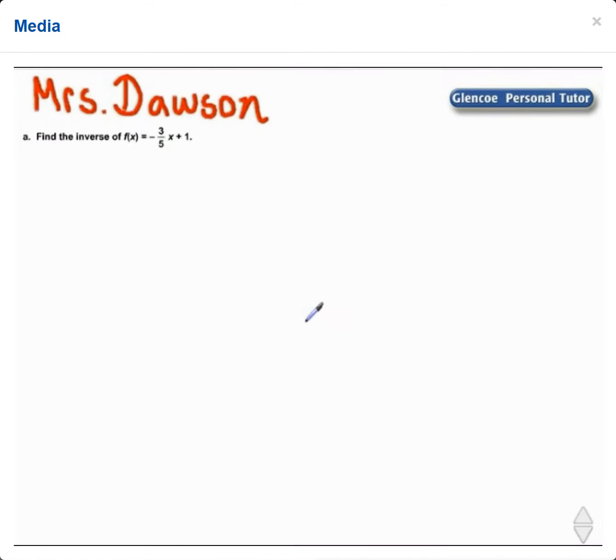This is Mrs. Dawson, and the following is an example on how to find and graph an inverse function. A. Find the inverse of f of x equals negative 3/5 x plus 1. Let's begin by writing the original problem. F of x equals negative 3/5 x, or the opposite of 3/5 x, plus 1.